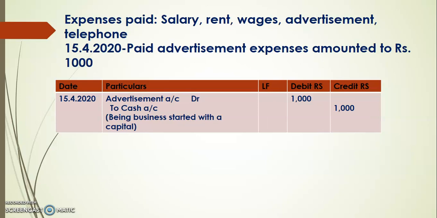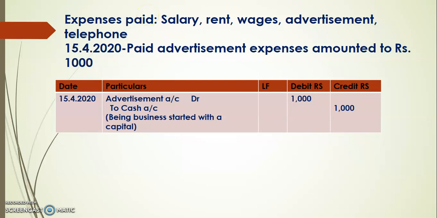The next one, expenses paid. In a business, we have to pay a lot of expenditure under salary, rent, wages, advertisement, telephone, etc. So here we have an example. Paid advertisement expenses amounted to rupees 1000. So at the time of expenditure, cash goes outside. Cash goes outside means we have to credit the cash account.